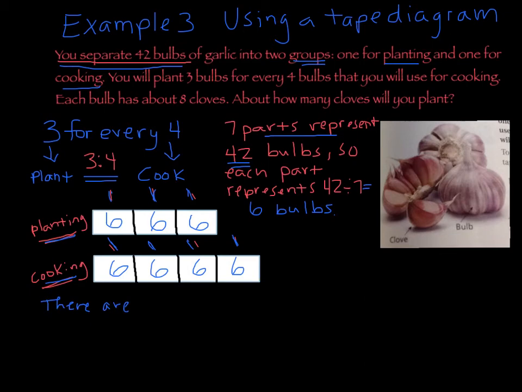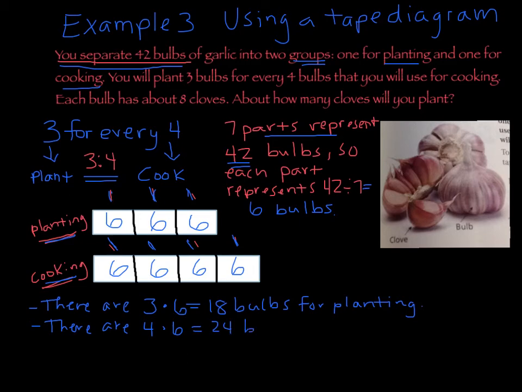So let's start with our planting. There are 3 parts times our 6 bulbs, which gives me a total of 18 bulbs for planting. And for cooking, there are 4 parts times 6 bulbs, so we should have 24 bulbs for cooking. All I did was take the number of parts and multiply it by the amount of bulbs in each part.